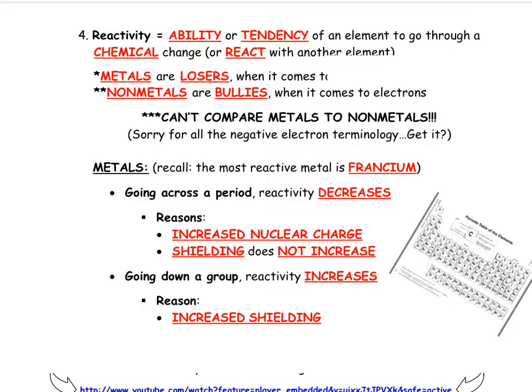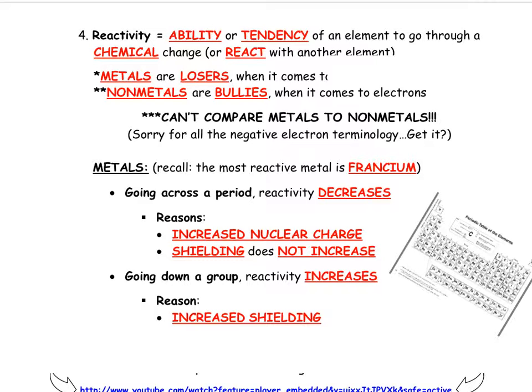You don't add more rings of electrons as you go across. Going down a group, the reactivity is going to increase because you're going to lose your electrons when your electrons are way out at arm's length. They're not close to the nucleus.